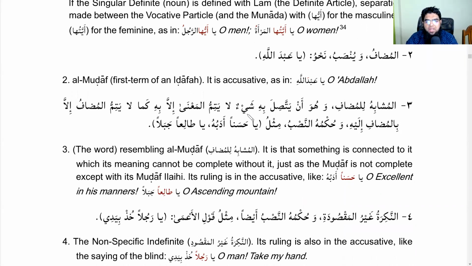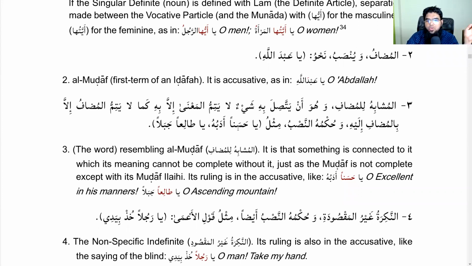وهو أن يتصل به شيء لا يتم المعنى إلا به كما لا يتم المضاف إلا بالمضاف إليه. So the words resembling mudaf are those words whose meaning is not complete. Something is connected to it, and its meaning cannot be completed without it, similar to mudaf ilayhi. وحكمه النصب, its ruling is nasb here also, like the mudaf.